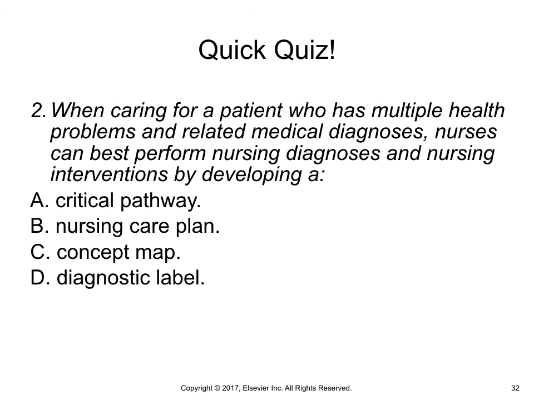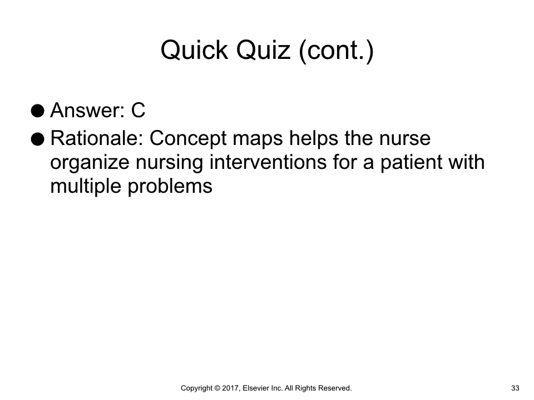Time for a quick quiz. When caring for a patient who has multiple health problems and related medical diagnoses, nurses can best perform nursing diagnoses and nursing interventions by developing A, a critical pathway, B, a nursing care plan, C, a concept map, or D, a diagnostic label. The answer is C. Concept maps help the nurse organize nursing interventions for a patient with multiple problems.